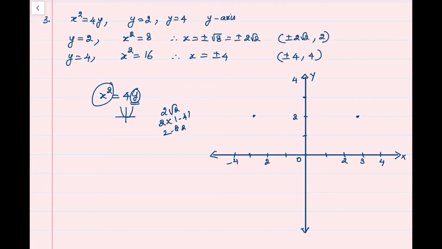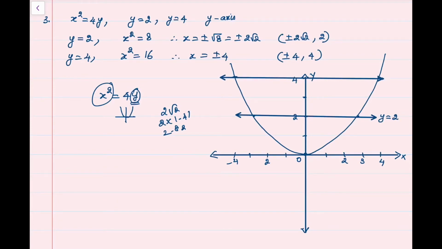And then 4 comma 4 and minus 4 comma 4. It is an upward parabola. Vertex is at the origin. Let us complete the parabola. And y is equal to 2 is a line parallel to the x-axis which passes through the y is equal to 2 value. And y is equal to 4 is also a line parallel to the x-axis.